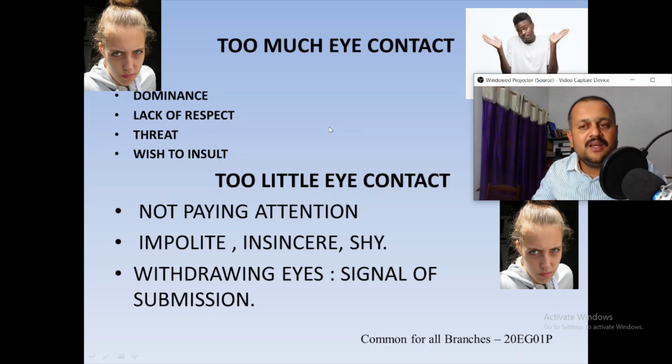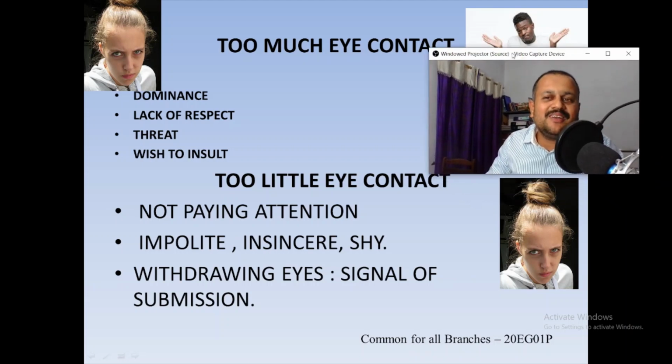In the same way, too little eye contact is also not good for communication. It may mean that you are not paying attention, you are impolite, insincere. Withdrawing eyes. If you are withdrawing your eyes from somebody's discussion, it may mean that you lack interest in talking to them.